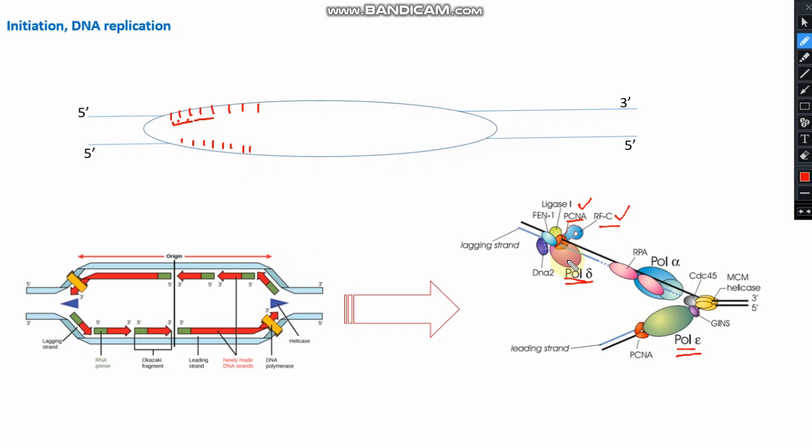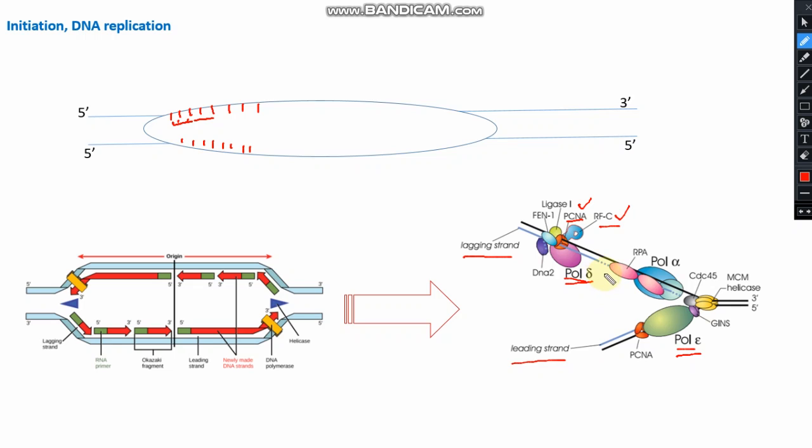Another important point I would like to mention here is the lagging strand and the leading strand. What does that mean? When these two strands are separated, one strand is called the lagging strand and the other is called the leading strand. The main difference is that the leading strand needs only a single primer. So this is the leading strand, and only a single primer is needed for the leading strand replication. This is a continuous process of DNA replication.